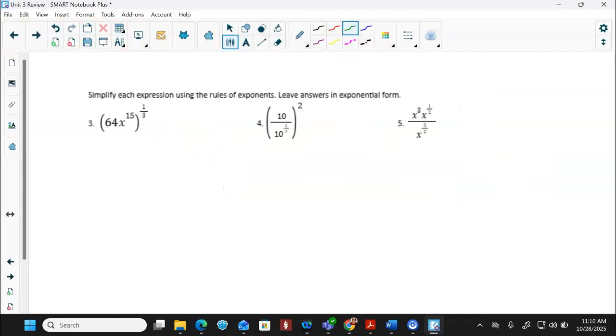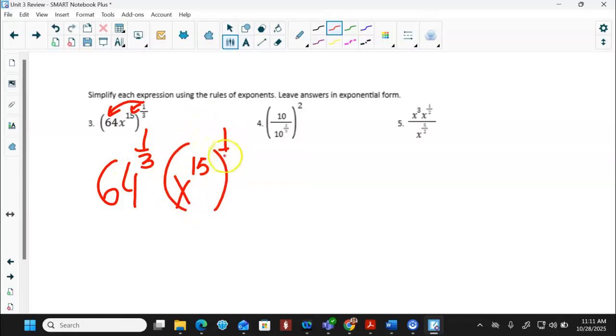All right. Simplify each expression using the rules. So question 3, remember that 1/3 is on the outside. So that means that 64 and x are not together, they separate. So 64 gets a 1/3 and the x gets a 1/3, okay? So we're going to separate and write 64 raised to 1/3, not multiply 1/3. So it's to a power of 1/3, okay? And then we're going to get x to the 15th, raised to 1/3, okay?